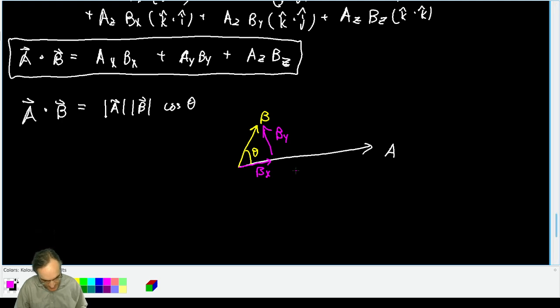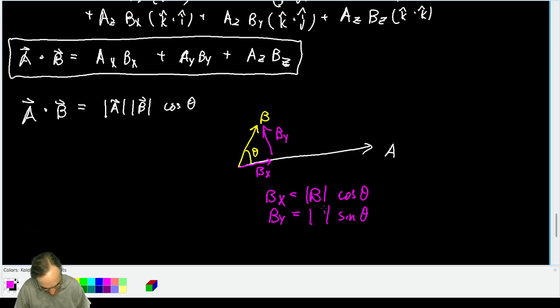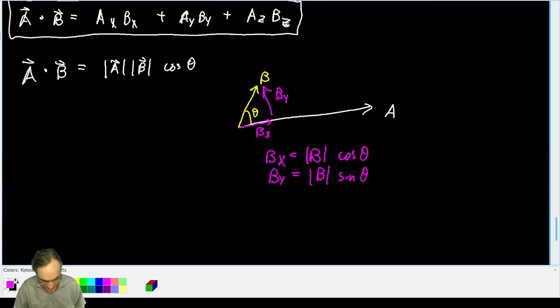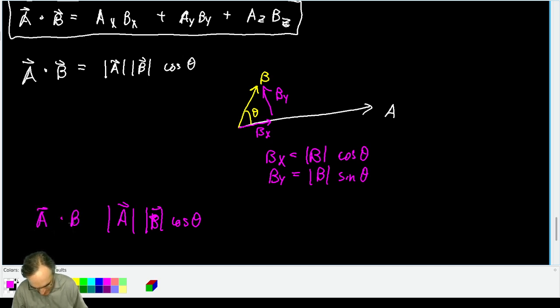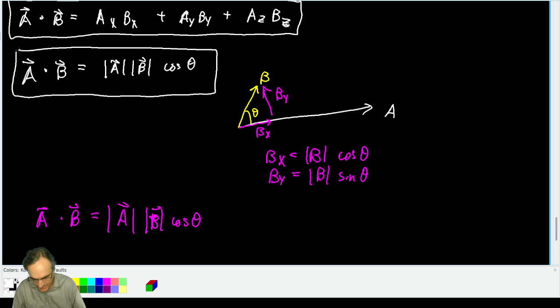Now let's think about how those are made. Bx would be equal to the magnitude of B times the cosine of the angle, and By would be equal to the magnitude of B sine of the angle. Let me clean up that B. So you can see if we take the Bx component and we dot product that with the A, we're going to get the magnitude of A, magnitude of B, and the cosine of the angle. Okay, so now we have both ways of calculating the dot product.